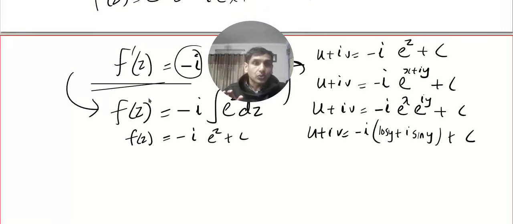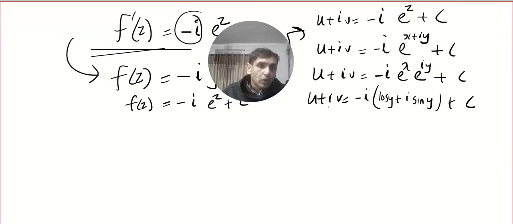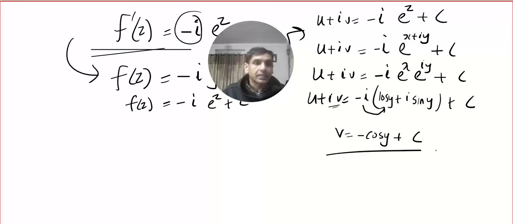Okay, so here we go. Now I want v. V means the part that stays with i. So v equals minus e power x cos y plus c.